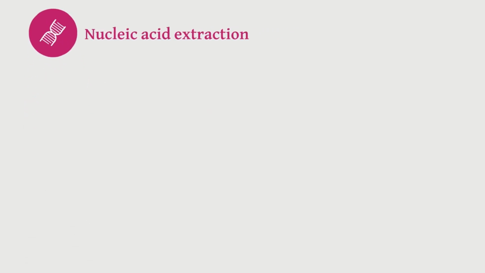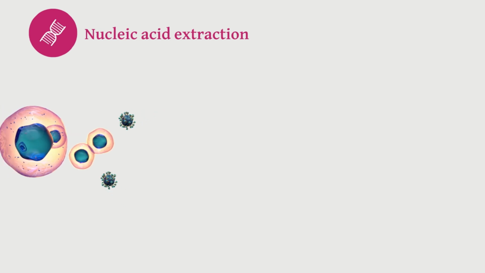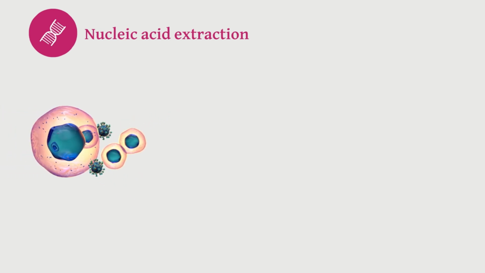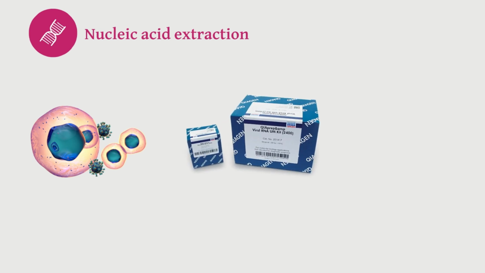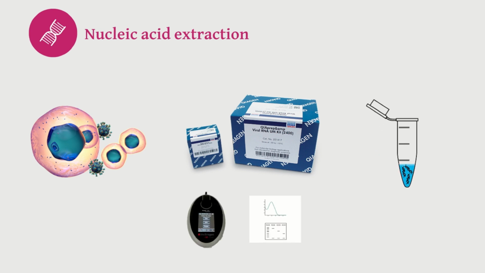On nucleic acid extraction, cells and viruses are lysed to release the DNA and RNA. The RNA or DNA is then purified by various methods and kits. The RNA or DNA is then eluted and concentrated. Quality control of the extracted DNA or RNA is crucial.